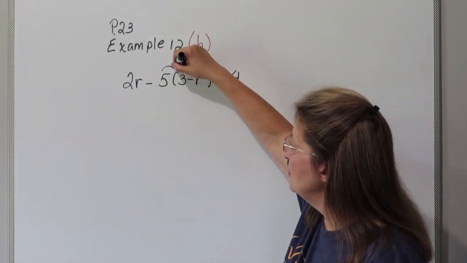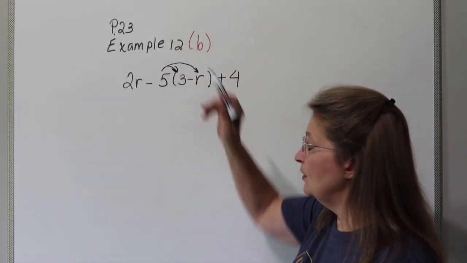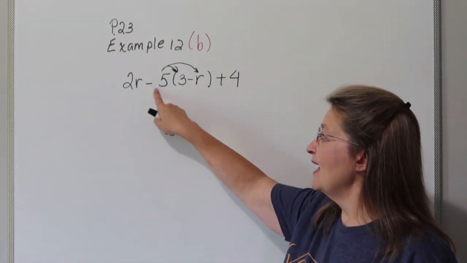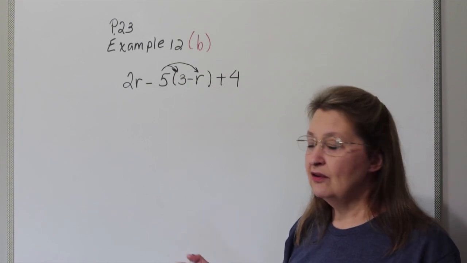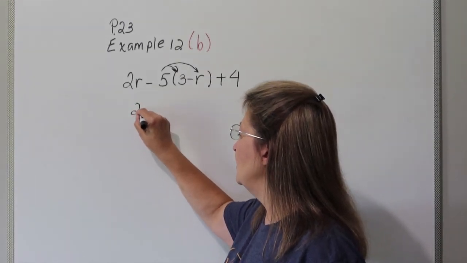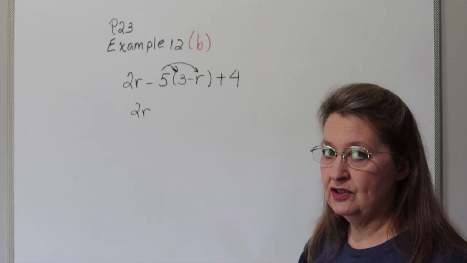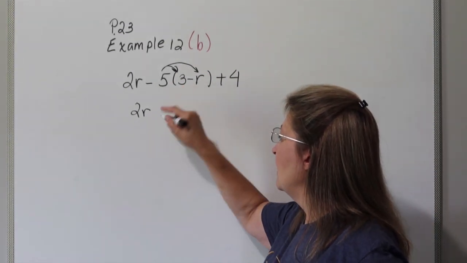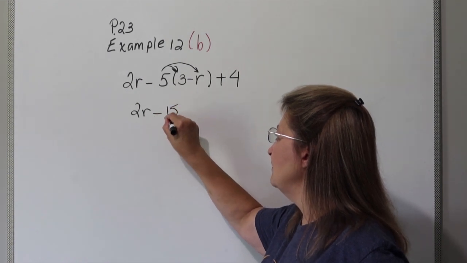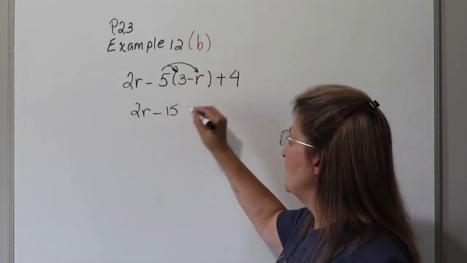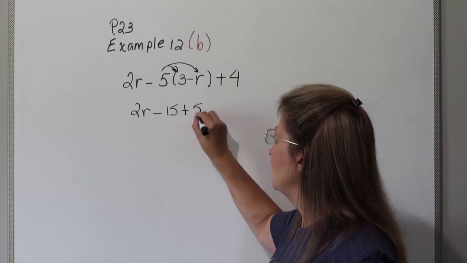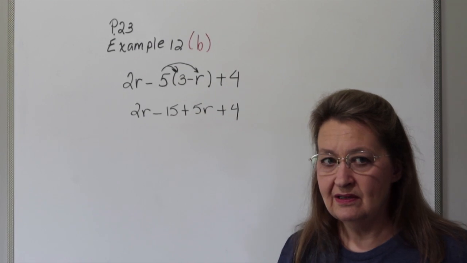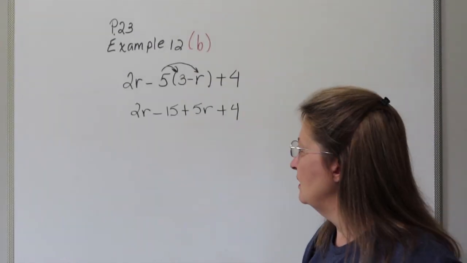I can distribute the number that's out here. Now you have to be careful because, like I just told you also, this minus sign belongs to that 5. So let's just see what's going to happen when we distribute. The 2r is not going to change at this point. When I distribute minus 5 in here, a negative times a positive gives me minus 15. A negative times a negative gives me positive 5r. The plus 4 is not in the parentheses, so it doesn't get anything distributed to it.